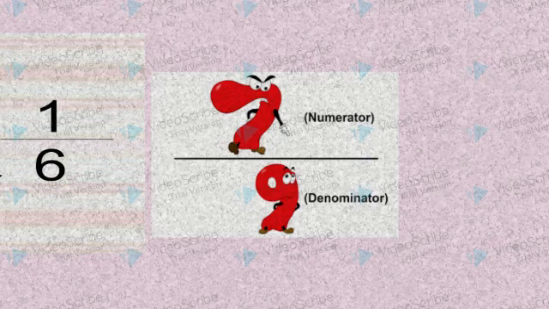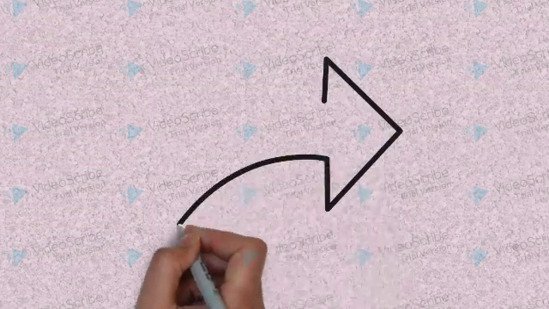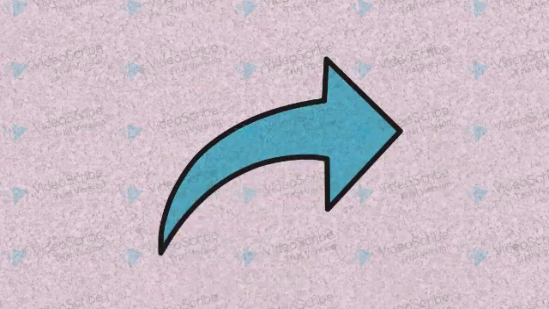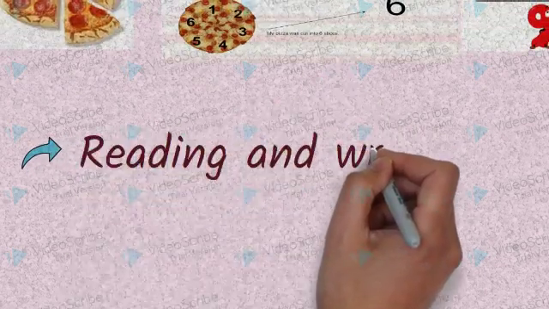Denominator, we write it down the line. Both of them start with the letter D. Denominator means how many total parts in all. Numerator, how many parts are eaten or shaded. Denominator, how many parts in all or total parts. That's about the meaning of the fraction.